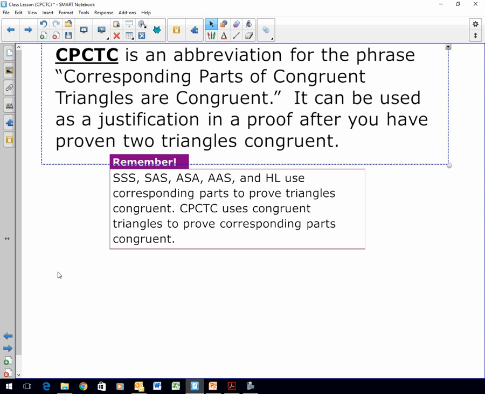CPCTC is an abbreviation for the phrase corresponding parts of congruent triangles are congruent. It can be used as a justification in a proof after you have proven two triangles are congruent. SSS, SAS, ASA, AAS, and hypotenuse leg use corresponding parts to prove triangles congruent. CPCTC uses congruent triangles to prove corresponding parts are congruent. I would write both of the boxes. This is an important thing that you need to commit to memory.